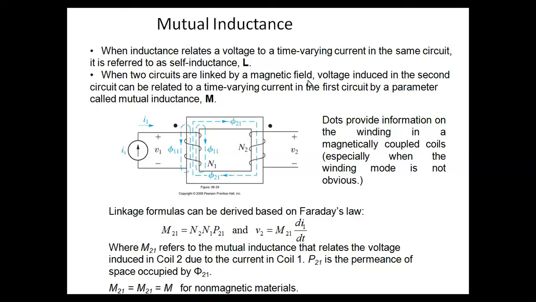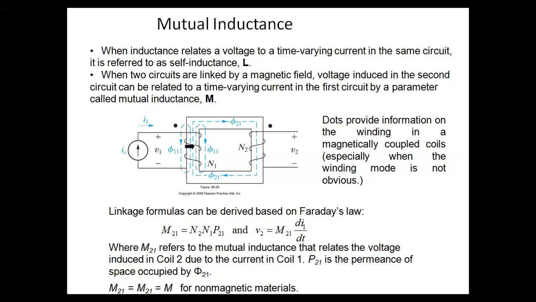When two circuits are linked by a magnetic field, voltage induced in the second circuit can be related to a time varying current in the first circuit by a parameter called mutual inductance. And that mutual inductance is usually represented using the symbol M. You can see a current source here, and then you can see an inductor here, and this is the second inductor. N1 represents the number of turns for the first inductor, and N2 represents the number of turns for the second inductor.